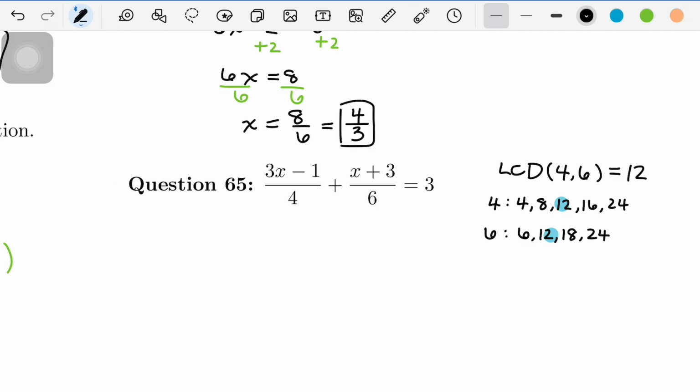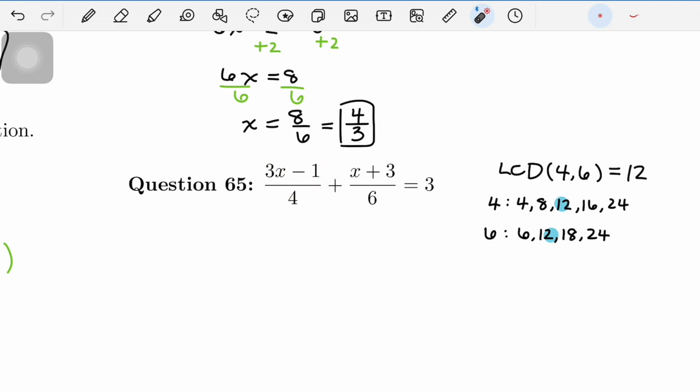So if we wanted to add these guys, what we would do then is multiply the top and bottom of this fraction by 3, because we would get 12 in the denominator. And then on this side, we'd multiply the top and the bottom by 2, because then we'd get 12 in the denominator, and then we could add these. Now we can solve this equation that way and then combine like terms in the numerator and then deal with the denominator in the end.